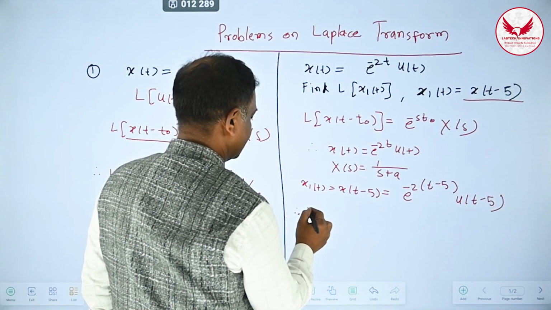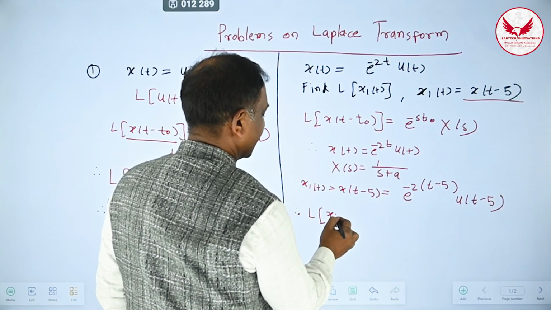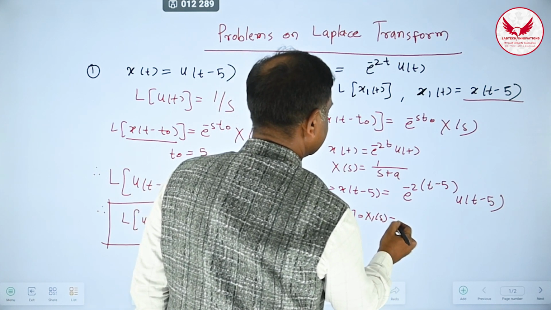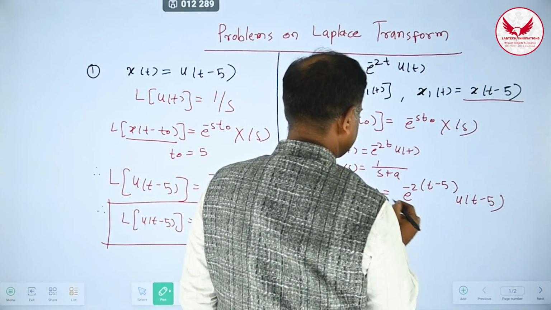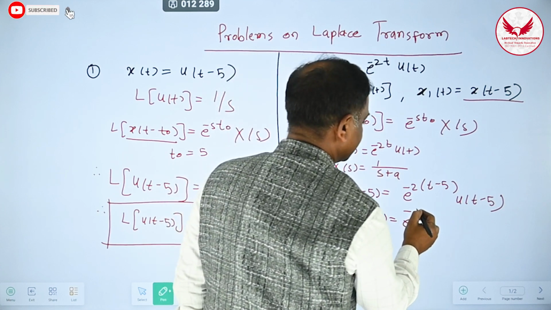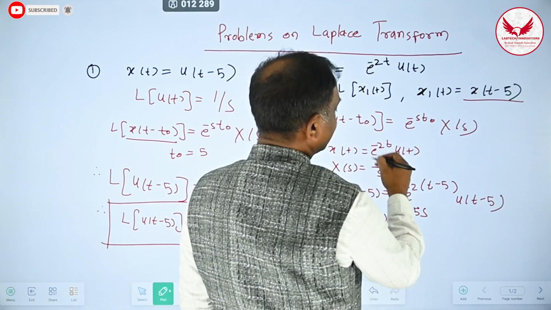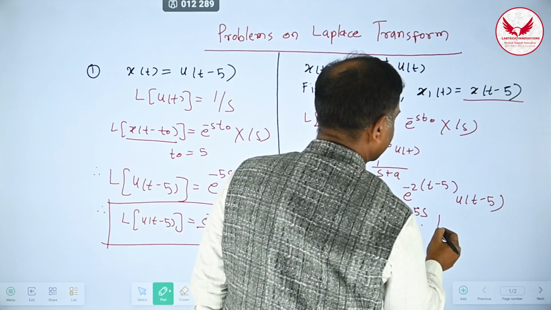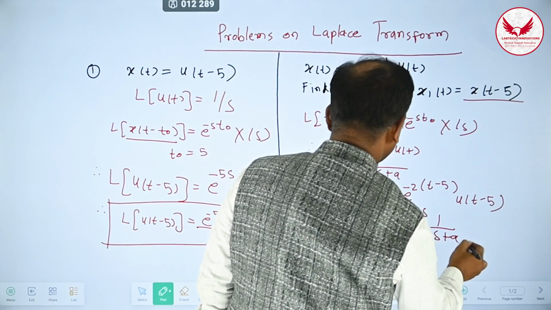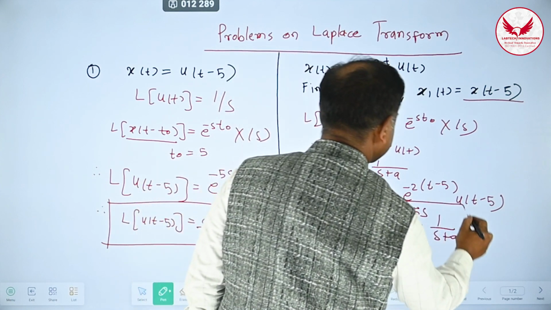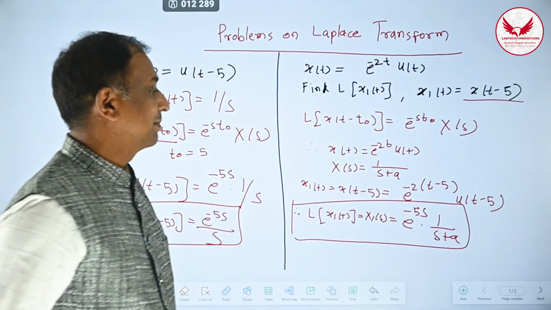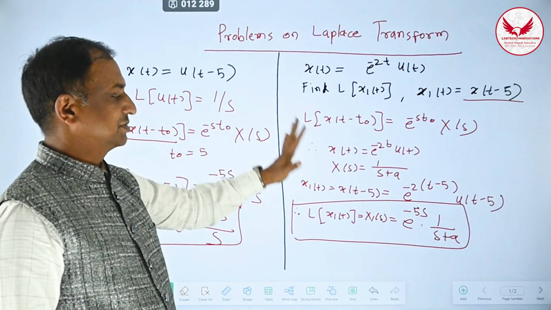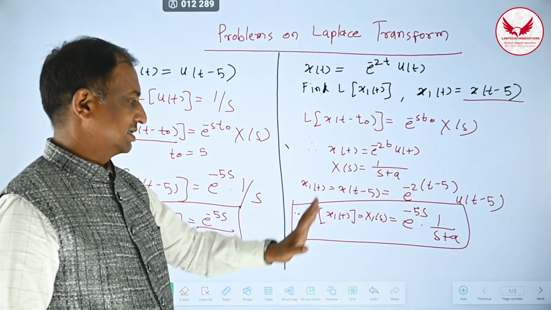Therefore the Laplace transform of x1 of t, that is x1 of s, is equal to e raised to minus 5s, since t0 is 5, and the Laplace transform of e raised to minus 2t u of t is 1 upon s plus a, so into 1 upon s plus a. Accordingly we can use the time shifting property to find the Laplace transform of any time shifted signal. You have to state the time shifting property and you can use it like this.